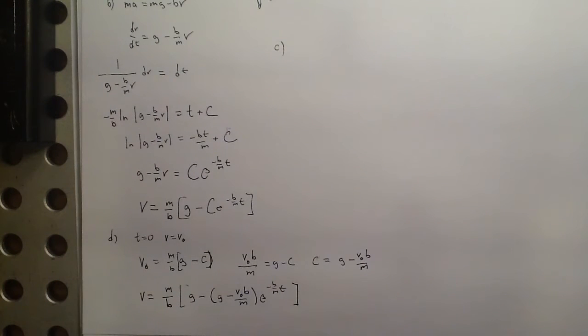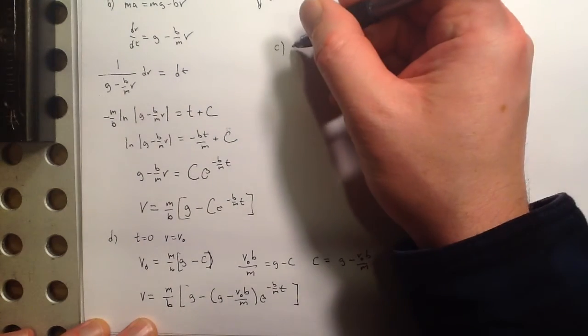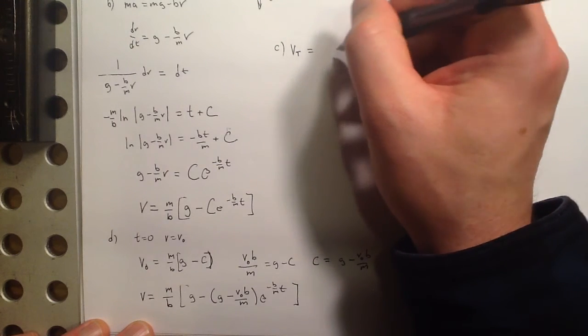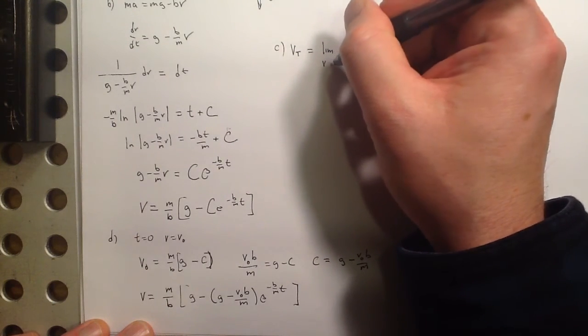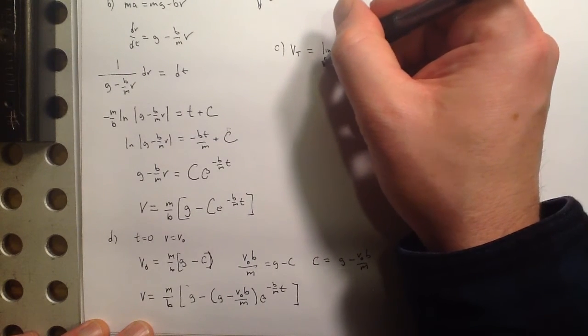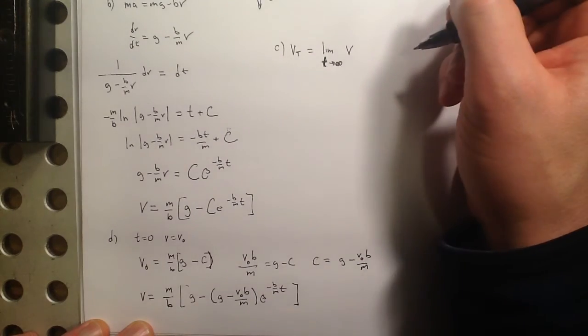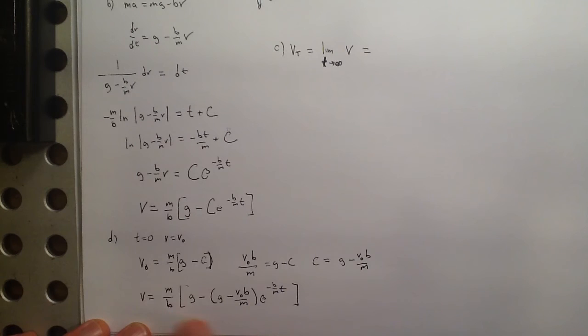asks, the object will approach a maximum velocity, often called its terminal velocity, or v sub t. So there are two ways to do this. One may be more of a calculus way. The terminal velocity is the velocity as time approaches infinity. So let's look at this. Here's our velocity function. What happens as time approaches infinity?